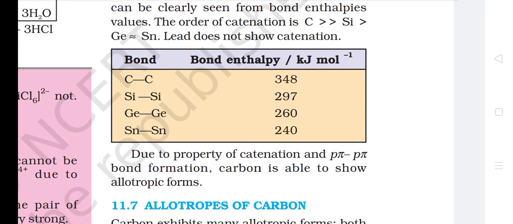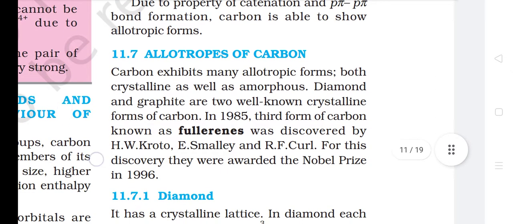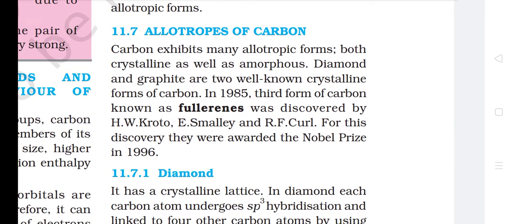Due to the property of catenation and p-pi bond formation, carbon is able to show allotropic forms. 11.7 Allotropes of carbon. Carbon exhibits many allotropic forms, both crystalline as well as amorphous. Diamond and graphite are two well-known crystalline forms of carbon.